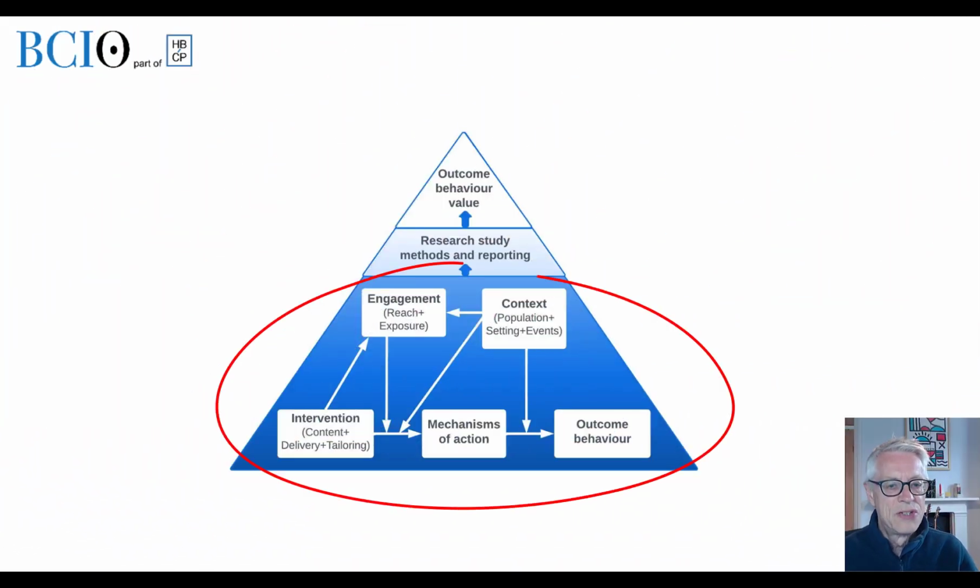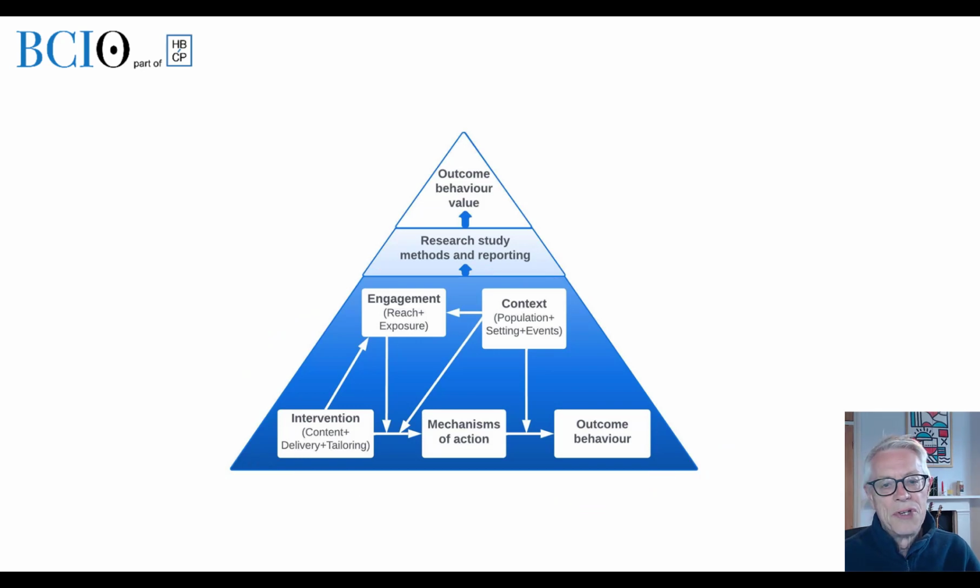The domains covered by the BCIO are, let's first of all look at the behaviour change intervention scenario. That consists of behaviour change intervention content, what are the active ingredients of the behaviour change intervention, its delivery, and any tailoring that might be taking place. It also includes the behaviours that may be targeted by interventions, what we call outcome behaviours.